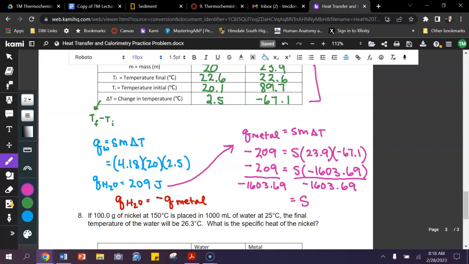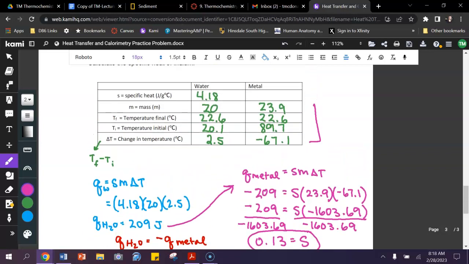And when I do, I get a positive number, because I'm dividing two negatives: 0.13. That is my specific heat for my metal. So I'm just going to put it up there. And then if I was in a lab situation, I would simply look at a reference table and find out what kind of metal has a specific heat of 0.13, and that's how I would identify my metal.